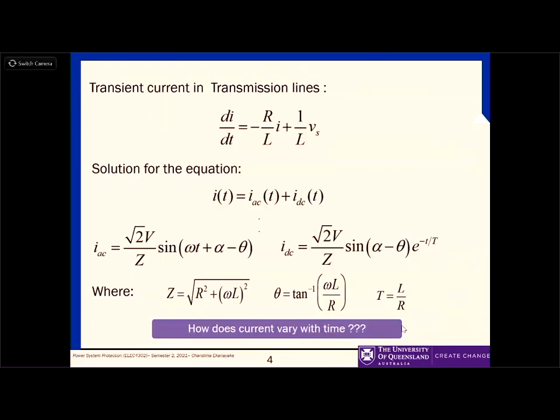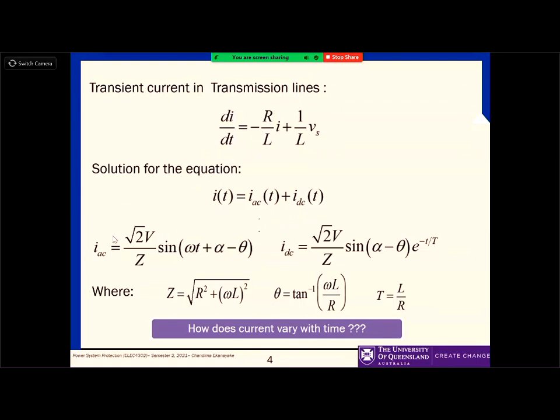The solution for that sort of equation is this. I'm not going into detail about the differential equations here, but I'm sure you know what a differential equation is. When you find the solution, there is a forced response and a natural response, and those two responses are shown here. This is the steady state response, and this is the transient response. This is the solution for this differential equation.